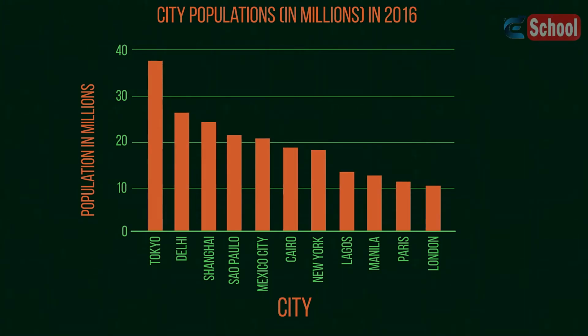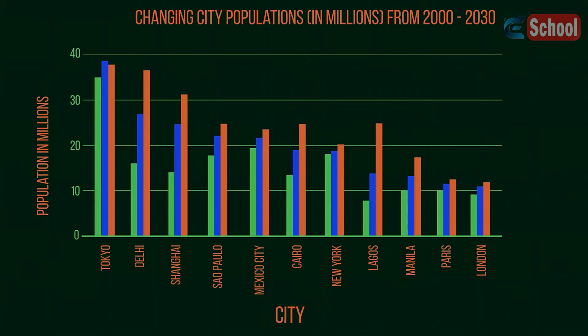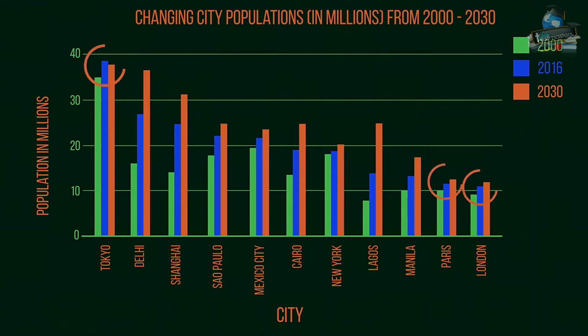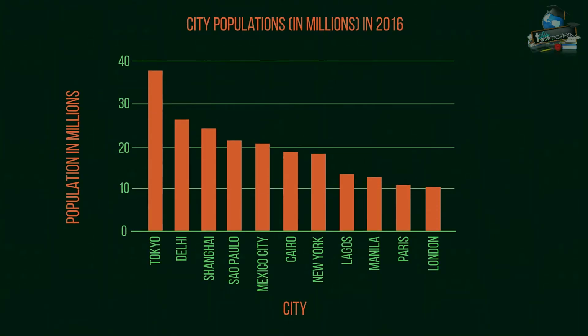So looking at this bar graph, we can now easily compare the populations of these cities in 2016. It clearly shows us that London is about 1/4 the size of Tokyo. Or we could even have all 3 years on one bar graph and compare the changes. We can easily see that some cities have only had a small population change, whereas other cities like Shanghai have a much larger change.